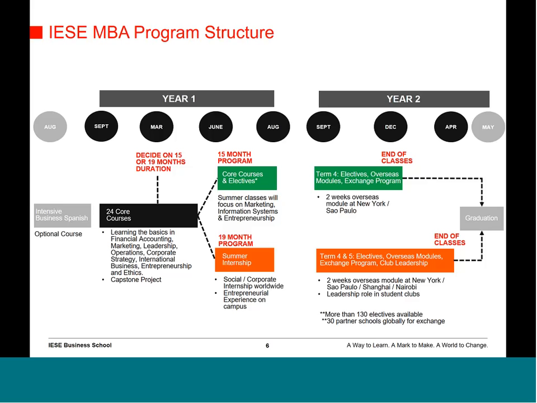We also offer international modules, which are two-week intensive courses at some of our overseas campuses in New York, São Paulo, Shanghai, and Nairobi. Again, these are optional courses. For example, I chose to go to Nairobi. It was an extremely interesting and eye-opening experience, and I would highly recommend it to anyone who is considering doing business in a developing part of the world. So students in our 15-month track will then finish classes in December, and those in our 19-month track will finish in May.